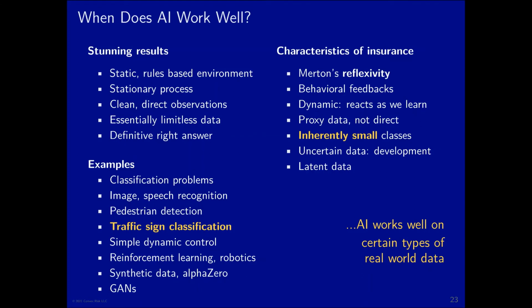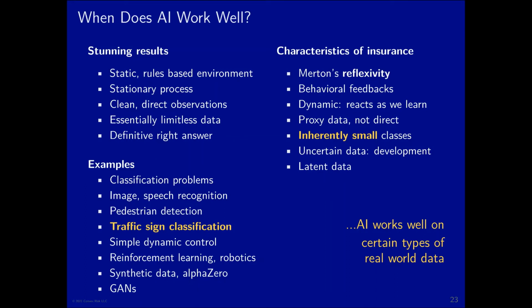How does this compare with insurance data? Well, insurance data is characterized by Merton's principle of reflexivity, which is that we've got a number of behavioral feedbacks and a dynamic system that reacts as we learn more about how it works. So it's not a fixed stationary process, it's an evolving process.